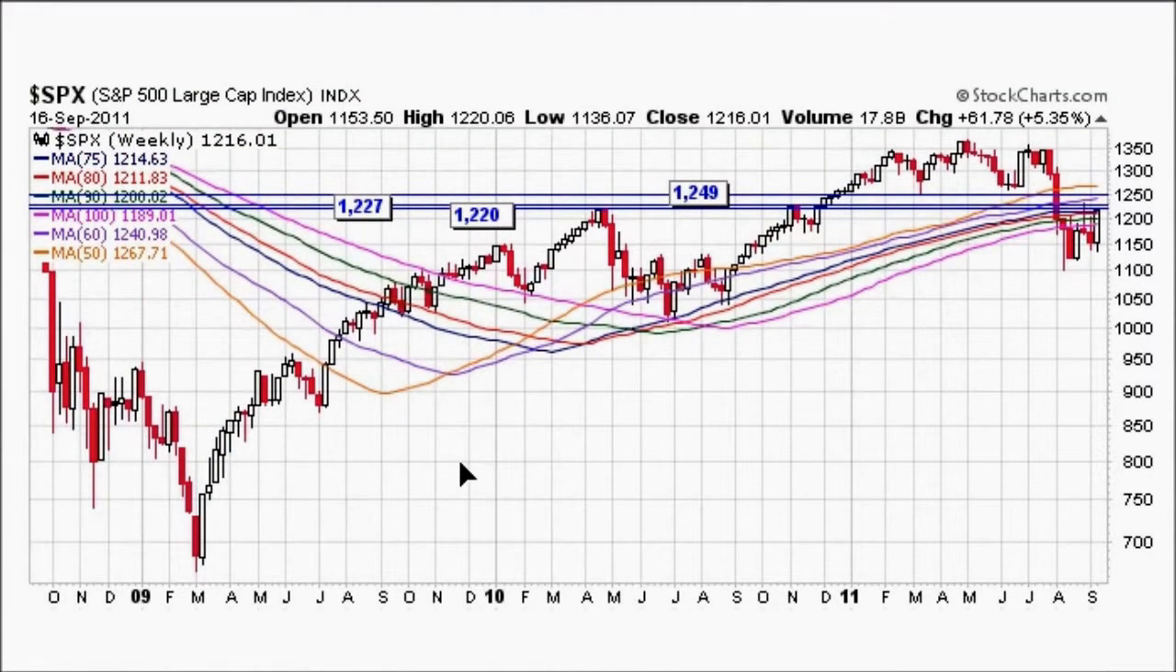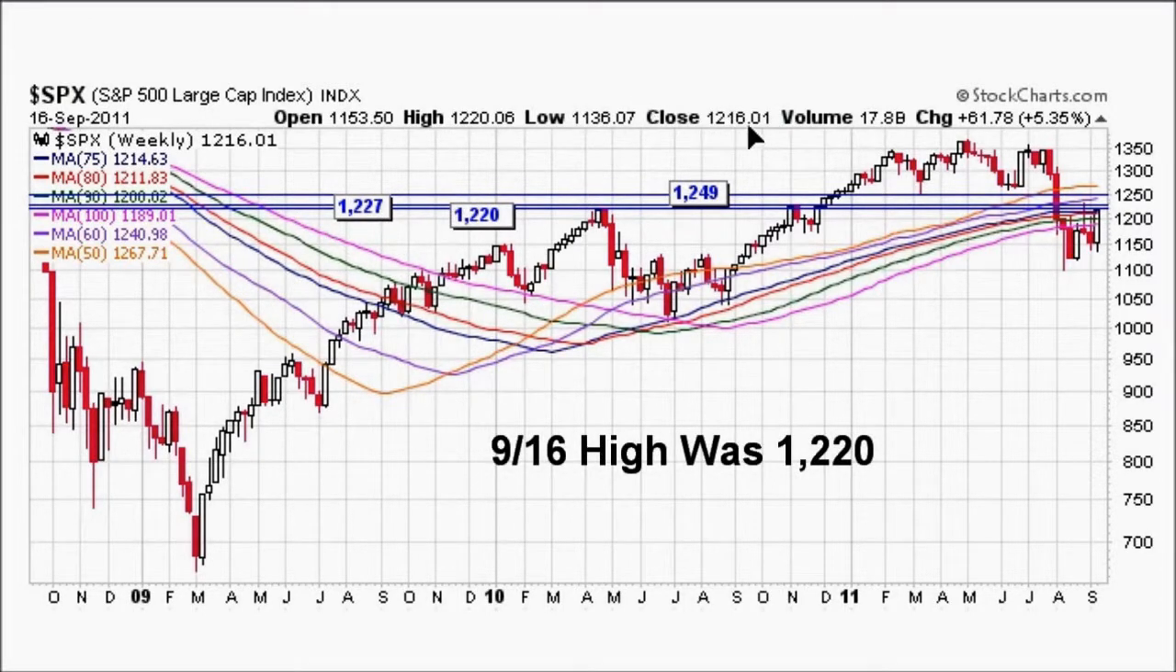This is a weekly chart of the S&P 500 index as of the close on September 16th. The takeaways are relatively simple. These are moving averages. Notice how they've acted as support and resistance. They're coming up now. They're above price, so these colored lines here could act as resistance for this move. These points here are also horizontal resistance that could also stop price.